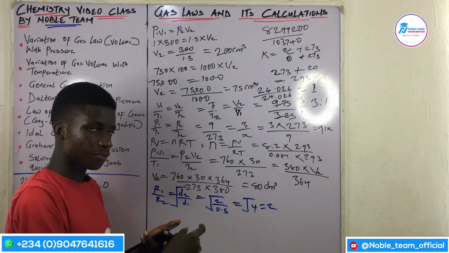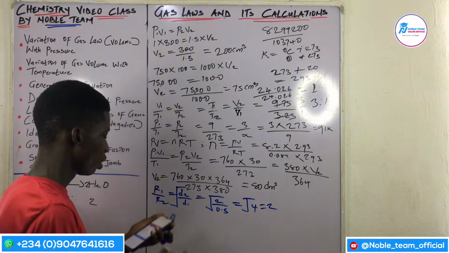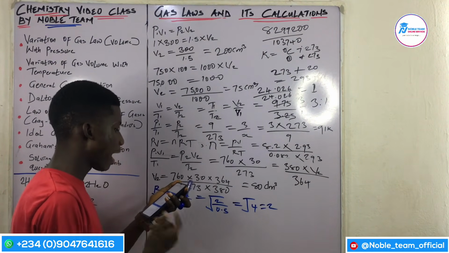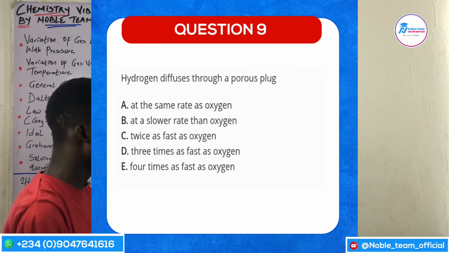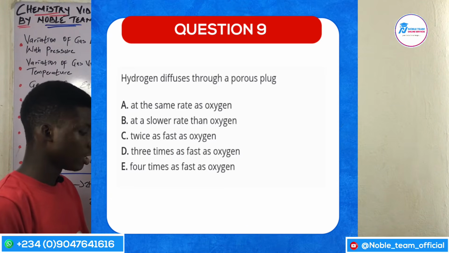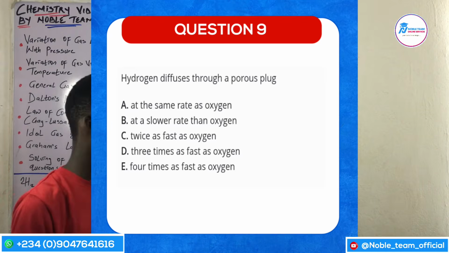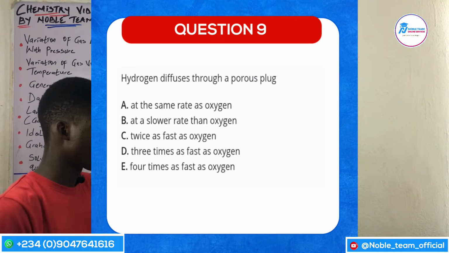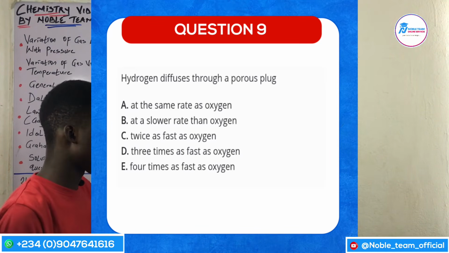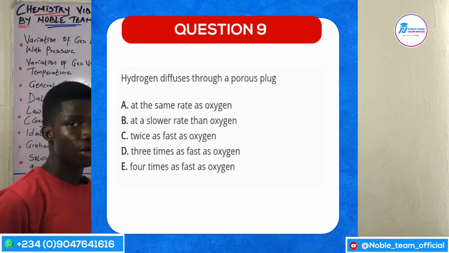So I'm going to be solving up to 11 or 10 questions. Then you solve the remaining for me. Now in this question 9 says hydrogen diffuses through a porous plug. We have A, at the same rate as oxygen; B, at a slower rate than oxygen; C, twice as fast as oxygen; D, thrice as fast as oxygen; E, 4 times as fast as oxygen. So what is this point trying to explain?